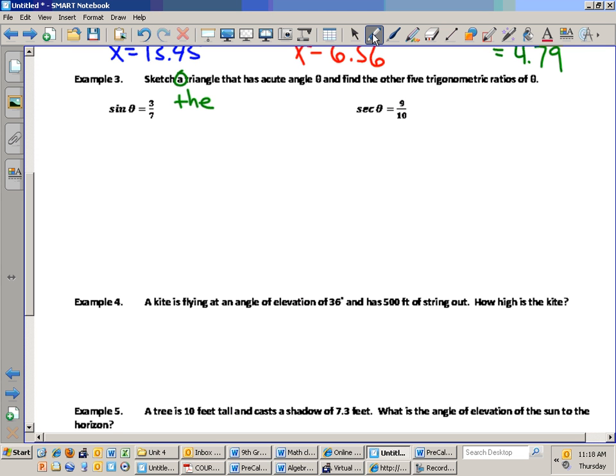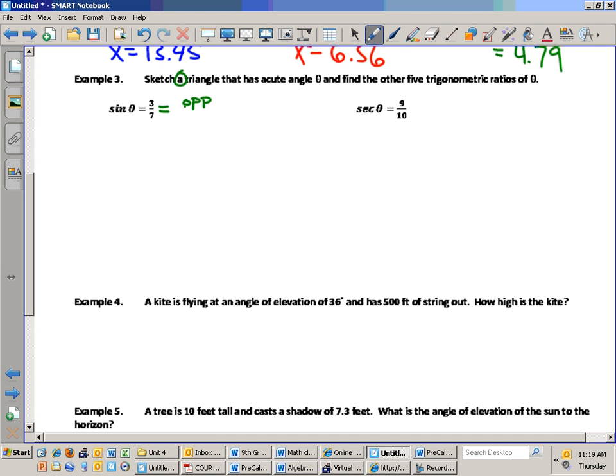Now, this isn't really going to be that difficult, but I want you to understand that the other day we were kind of restricting ourselves to the unit circle. Today we're not. And we just have to give one example of a triangle that fits this. So, sine of theta is 3 over 7. Tell me, sine of theta is equal to what? Opposite, adjacent, hypotenuse. What is it?